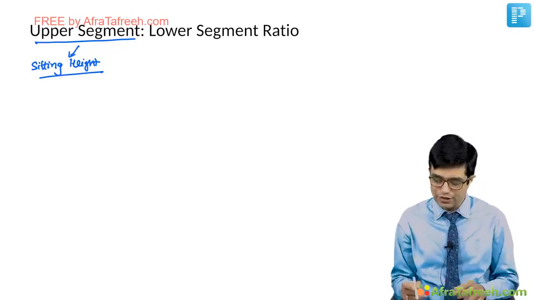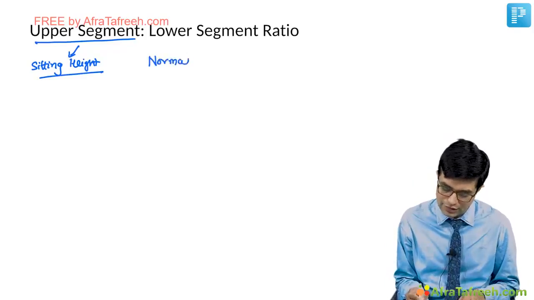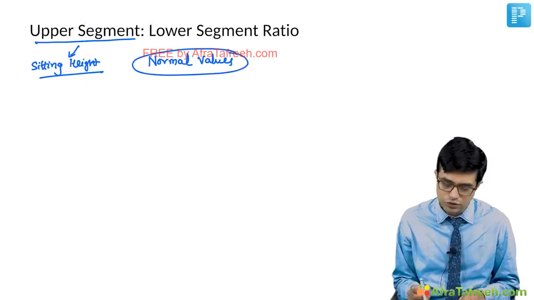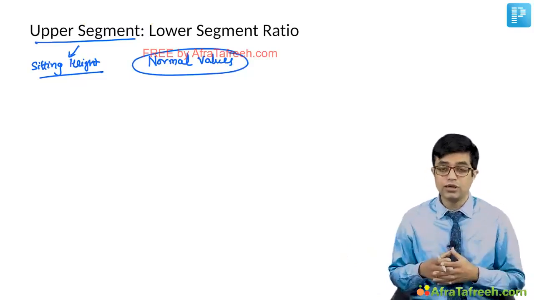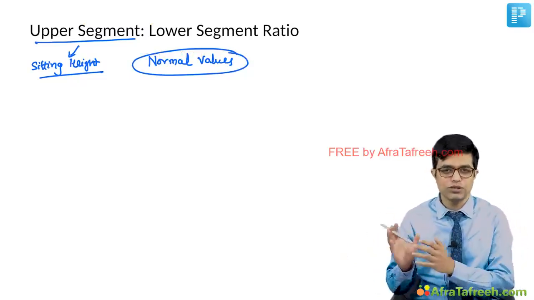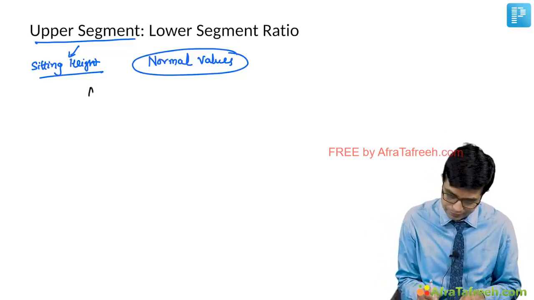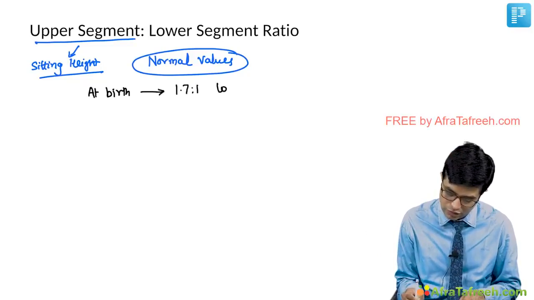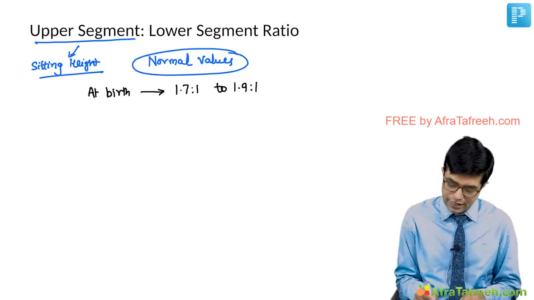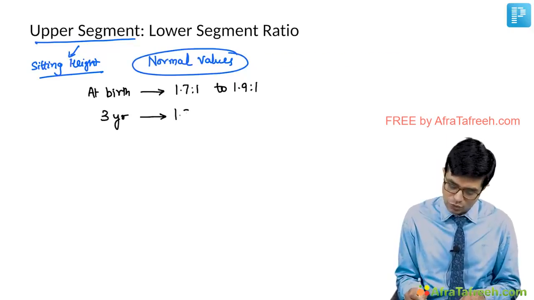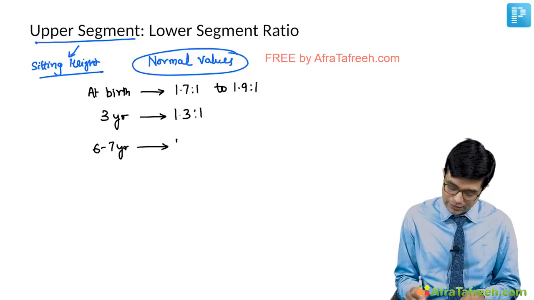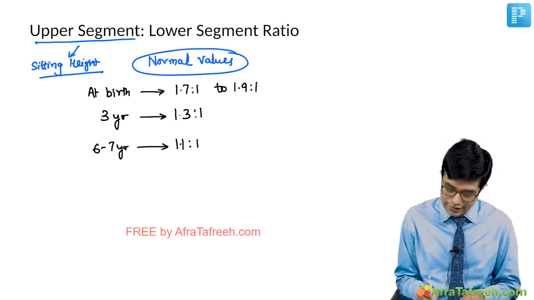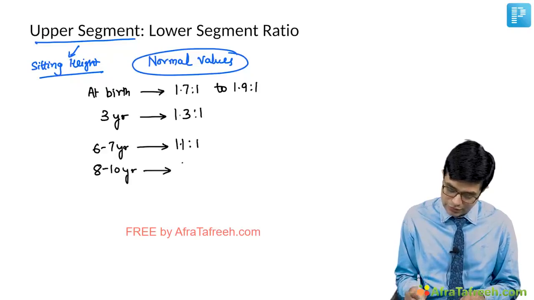So upper segment to lower segment ratios, normal values are sometimes asked in exams. You know that in you and me, the lower segment is larger, upper segment is slightly smaller. But in a child who's just born, the upper segment is much larger and lower segment is smaller. So at birth, the upper segment to lower segment ratio is 1.7:1 to 1.9:1. At 3 years, the ratio becomes 1.3:1. Between 6 to 7 years, the ratio becomes 1.1:1. And at 8 to 10 years, the ratio becomes 1:1.